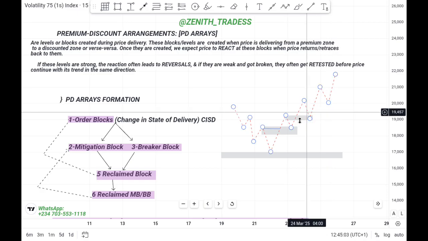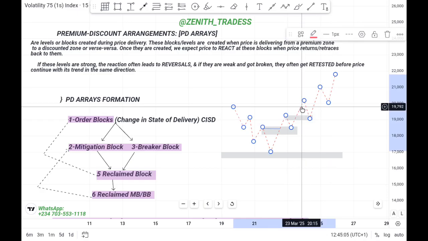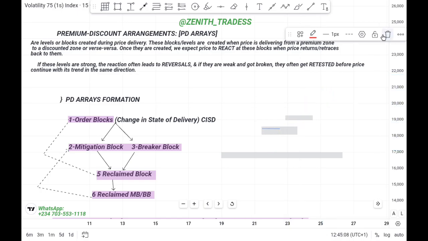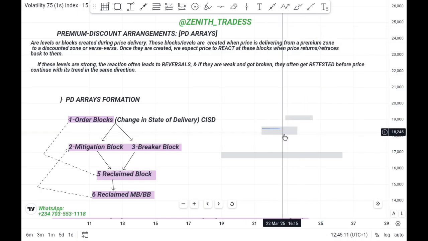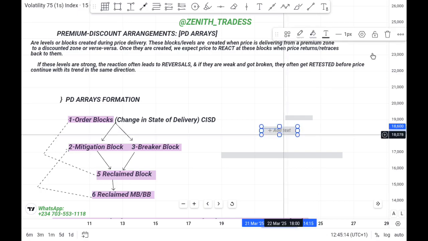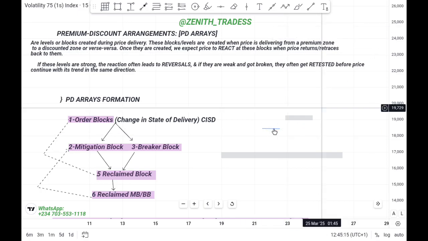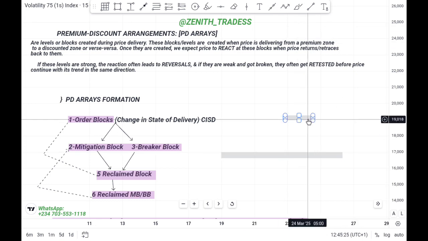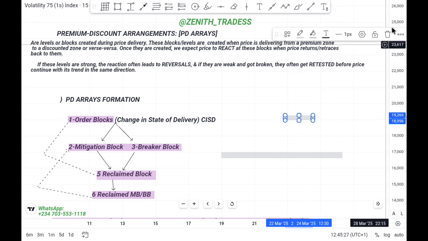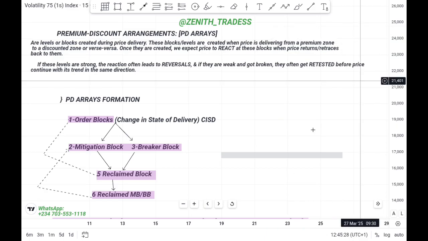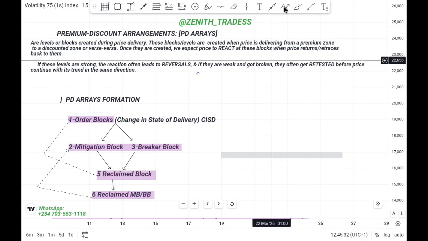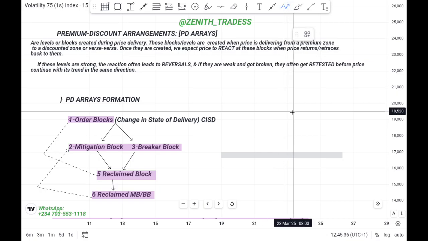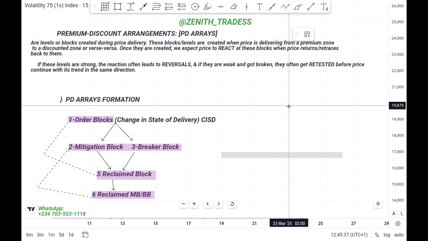So let's say a breaker failed, instead of holding price, it eventually failed. That gives birth to a reclaim block. So whenever you see a mitigation block or a breaker block that failed, it gives birth to what we call a reclaimed block, right? And this reclaimed block is what we pay much attention to, because it's what we'll be looking at in the session we are trying to share here. All right, we have discussed what an order block is. We said if an order block failed, it gives birth to a mitigation block or a breaker block, right?